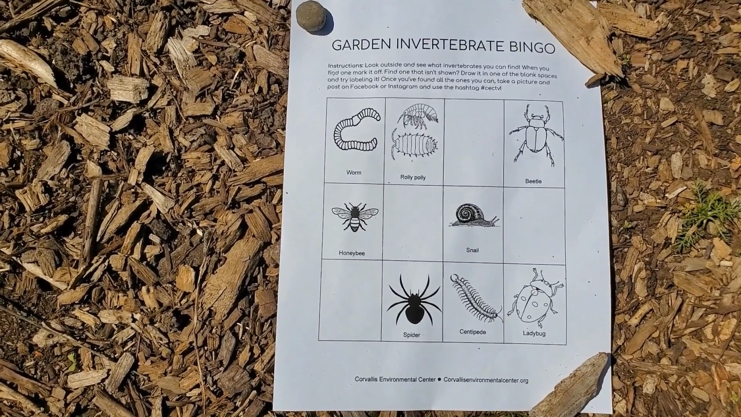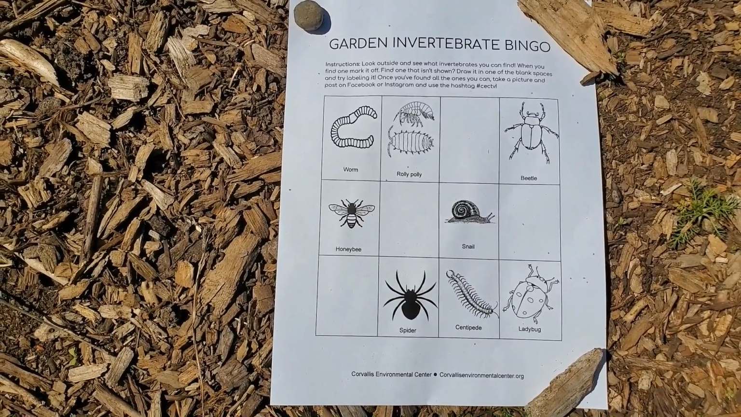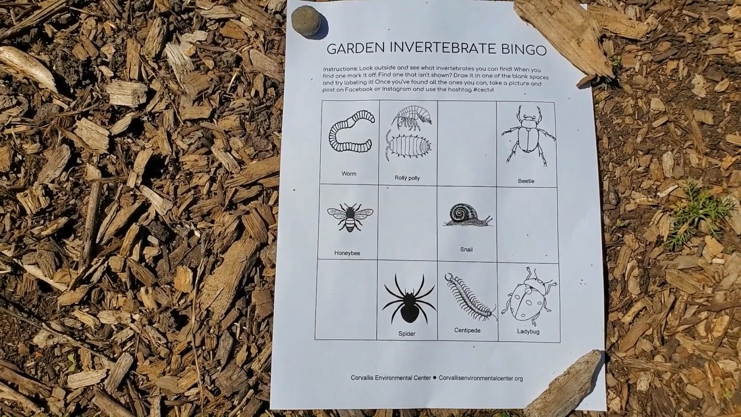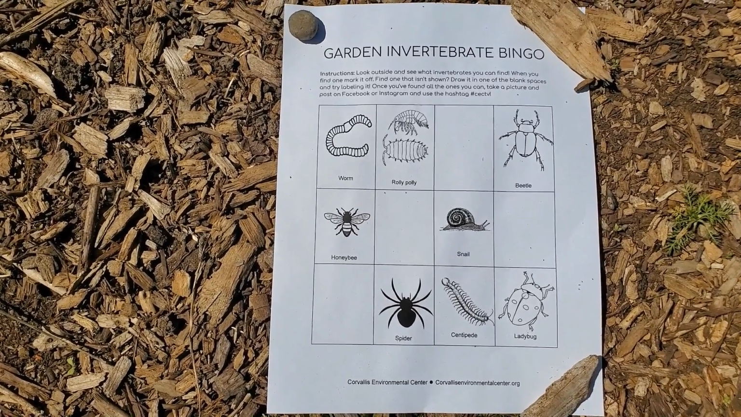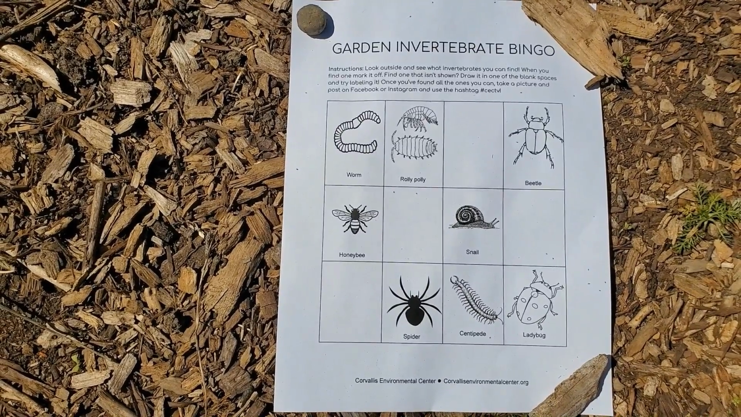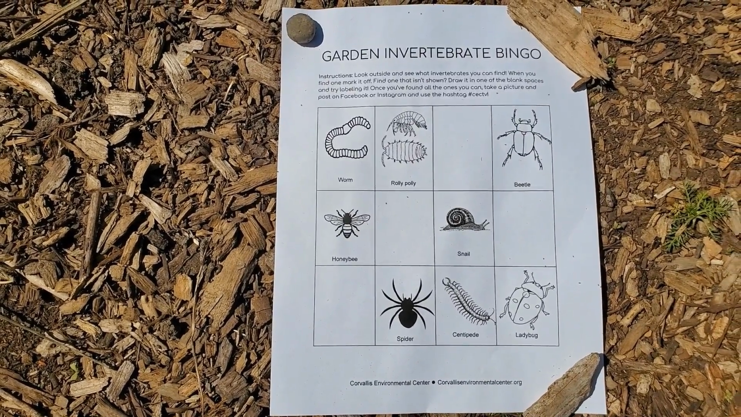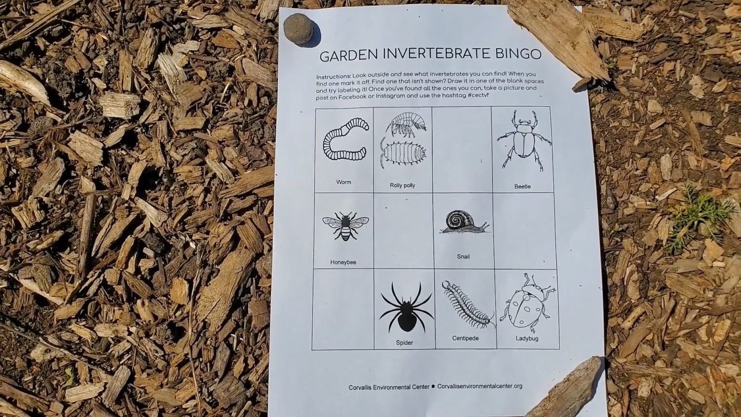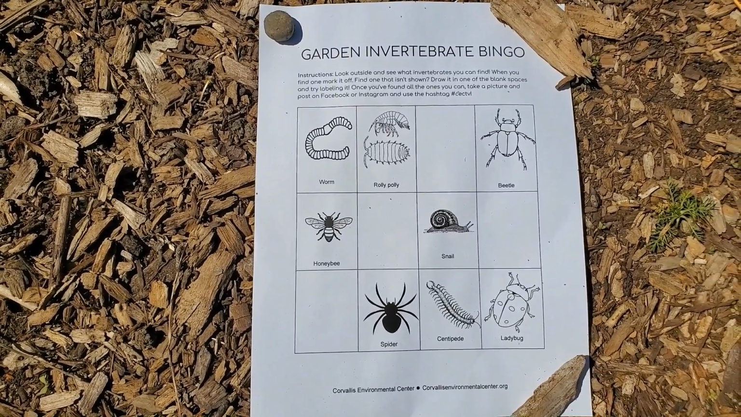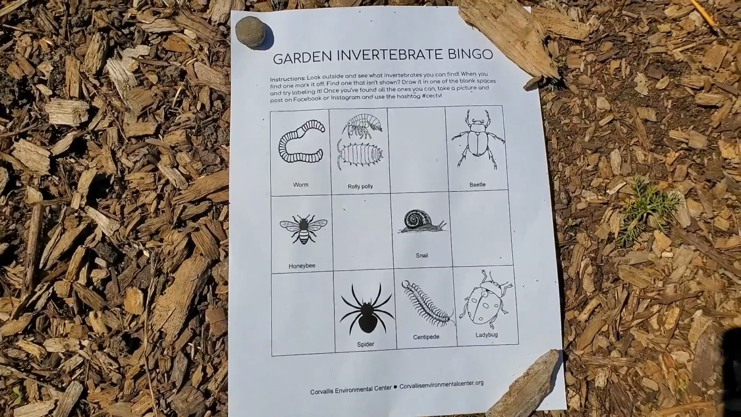Do you see on the bingo card that there are some blank spots? If you find an invertebrate and you don't see its picture on the card, you get to draw it in yourself. If you know what it is, make sure to label it. If not, try asking an adult and maybe they can help you identify it. Remember, we are looking for anything in the garden that doesn't have a spine.